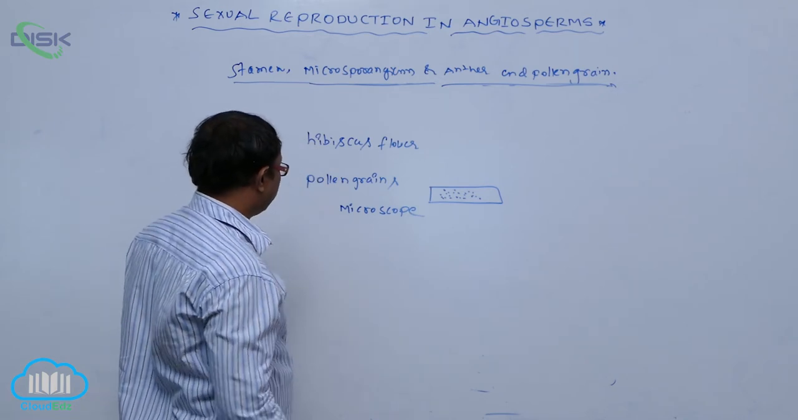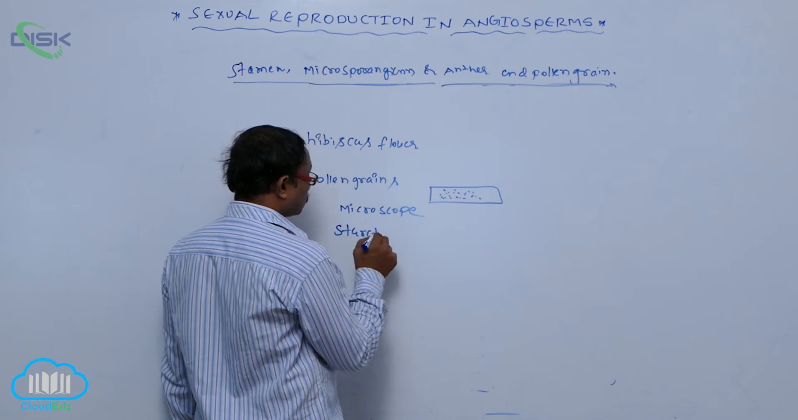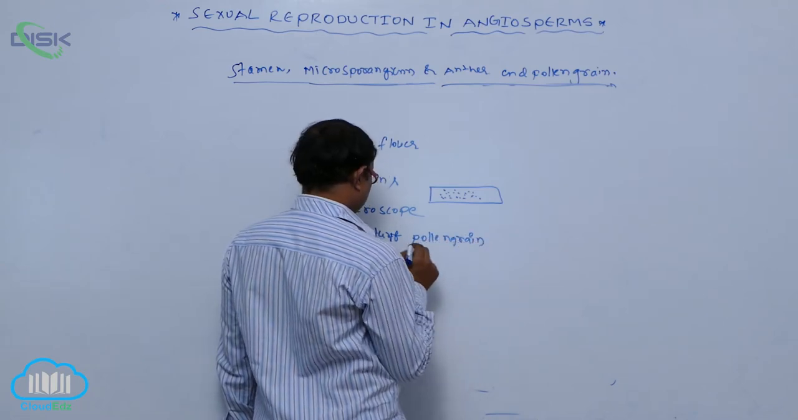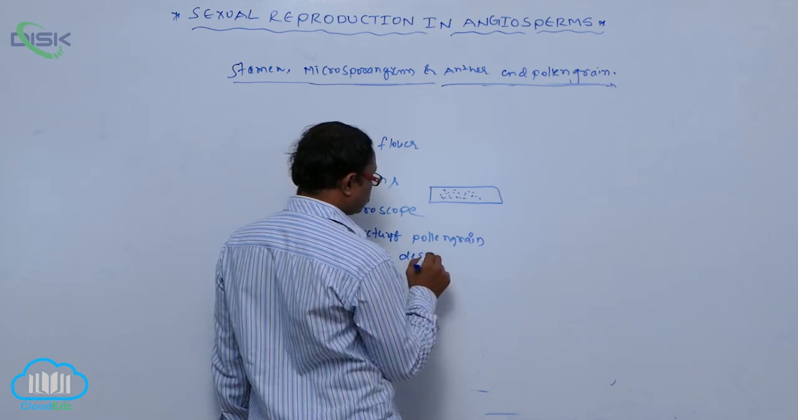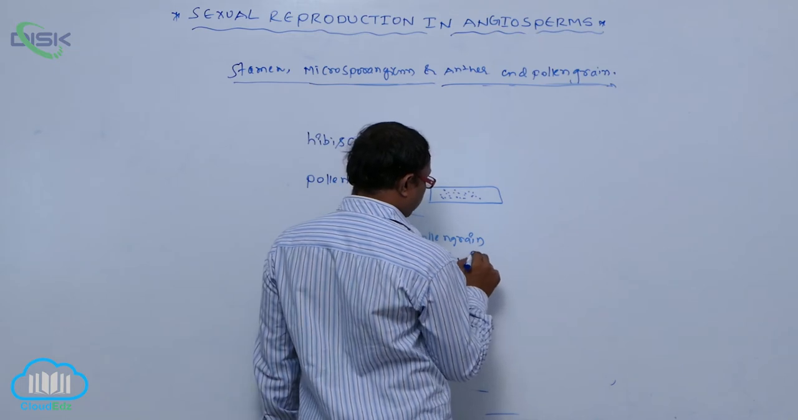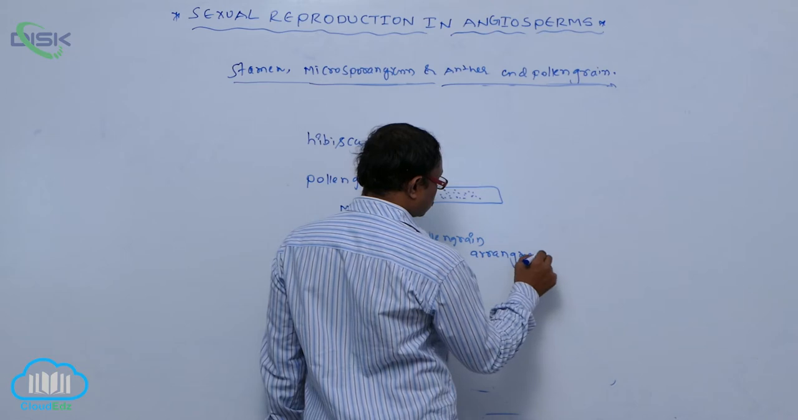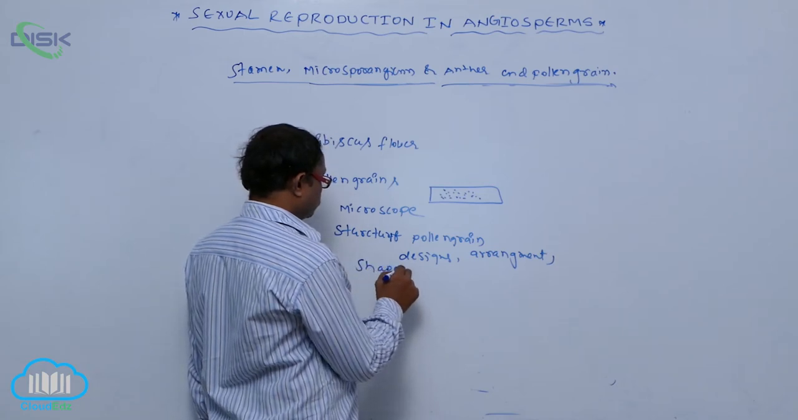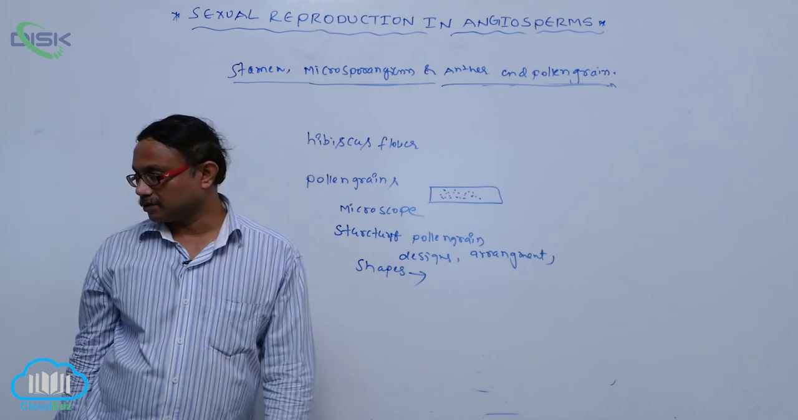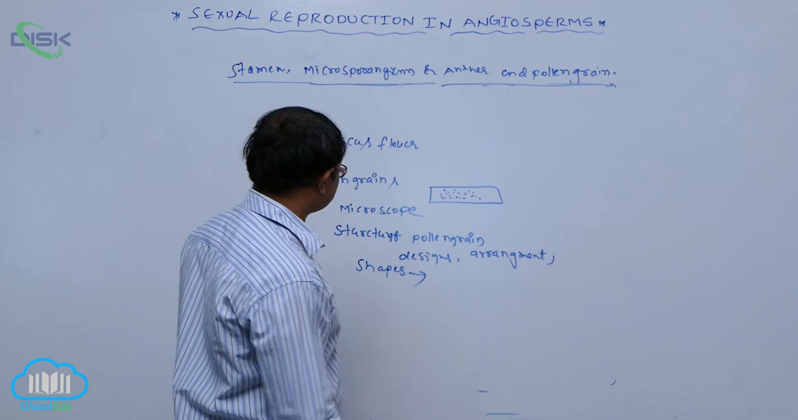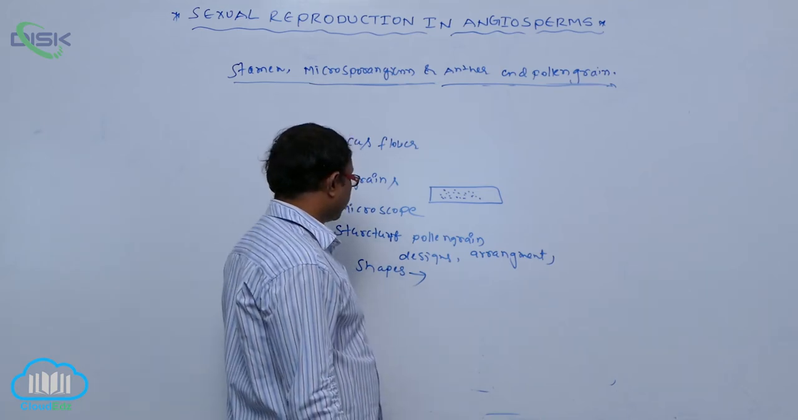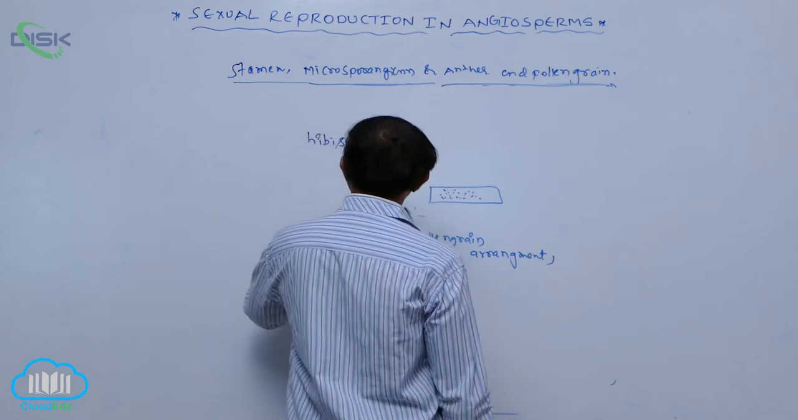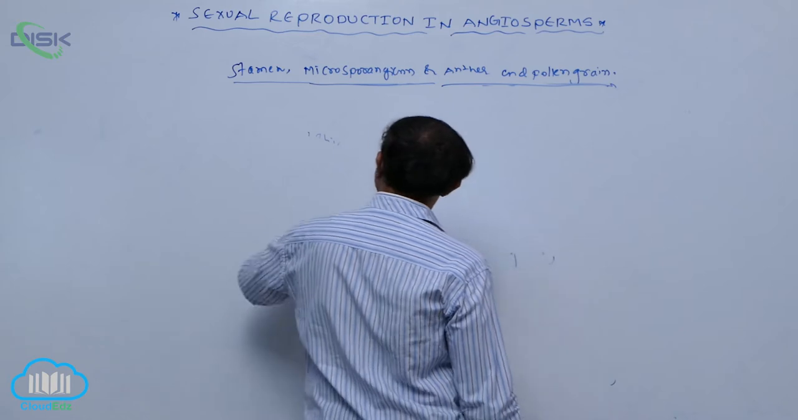We observe the different structures of pollen grain, and the designs, arrangement, and shapes. For example, you observe different types of pollen grain structure, design, arrangement and shapes when you observe with the help of a microscope. After that, we will discuss the structure of pollen grain.